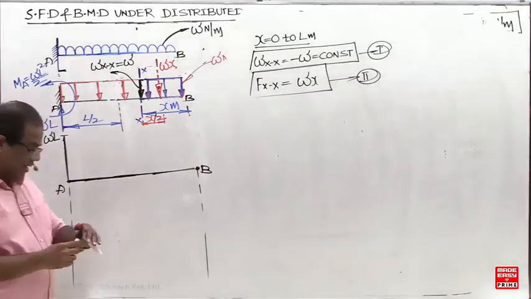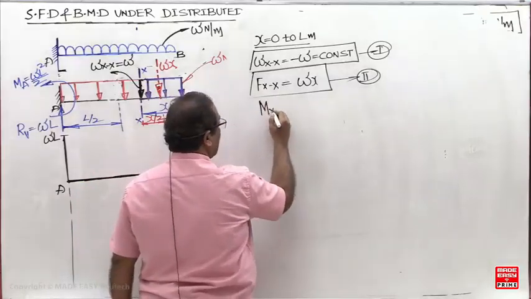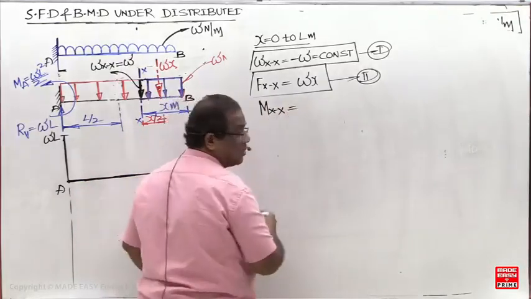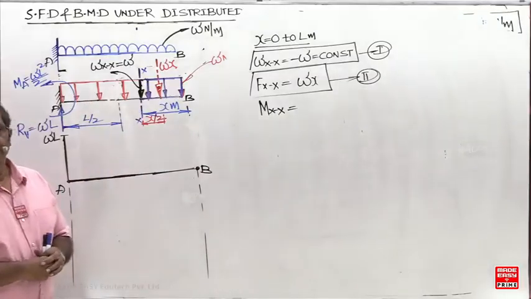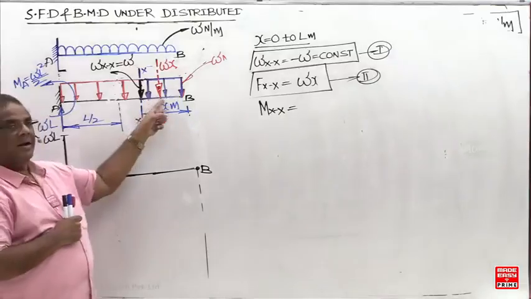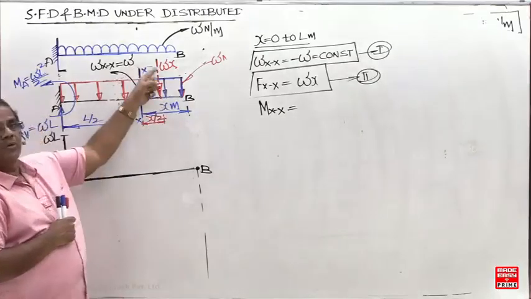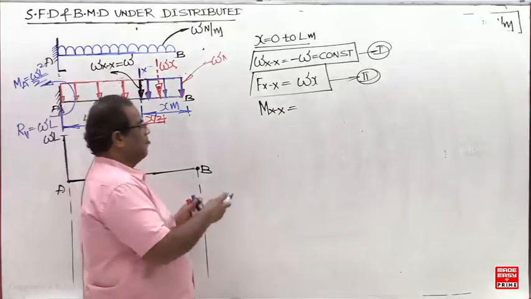Next, what about the bending moment now? What is the bending moment equation? Algebraic sum of the couples and moments. Right hand side, are couples there or moments there? Only moment: Wx into x by 2. On the right hand side, anticlockwise is positive. Clockwise is going to be negative.